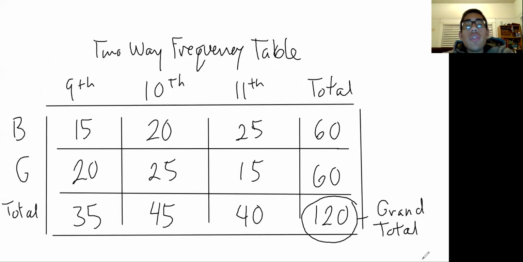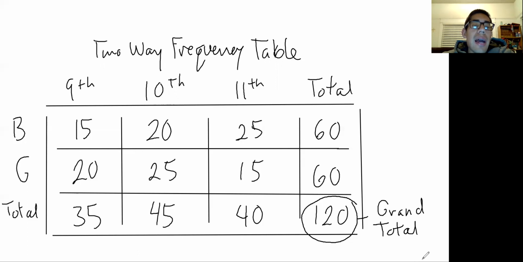So here we have a two-way frequency table. It looks a little bit more fleshed out. I do have 9th, 10th, and 11th again, right? But this time I have B and G, right? What that means is boys and girls, and totals. Now this time I was a little bit more specific.